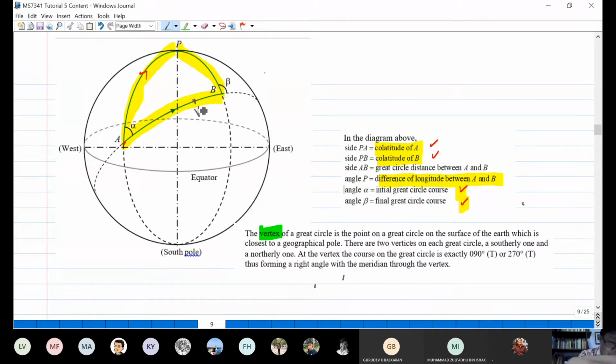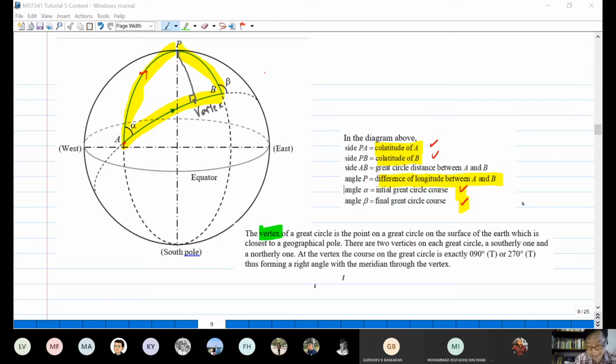So this is V, the vertex. It's nearest to the North Pole. For the North Pole, you must get the nearest point. The meaning of nearest point is that the angle must be 90 degrees. So basically, the vertex is the nearest point to the North Pole in this case. Because of this, the line must join the North Pole and cut the circle AB at 90 degrees. Okay, so this is the vertex.